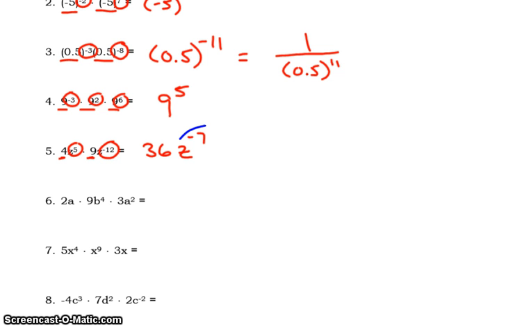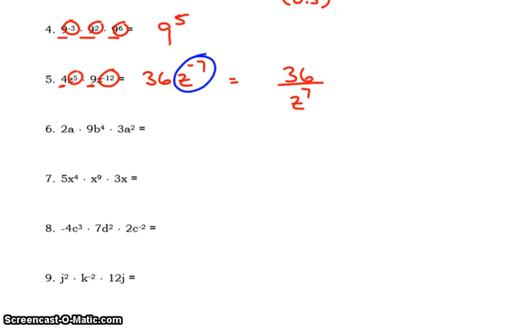Notice it's only the z that has the negative exponent. So it's only the z that moves into the denominator. Once it moves to the denominator, the exponent becomes positive. The 36 stays because it doesn't have a negative exponent. The negative exponent belongs to the z only.